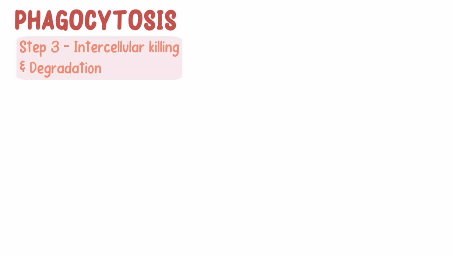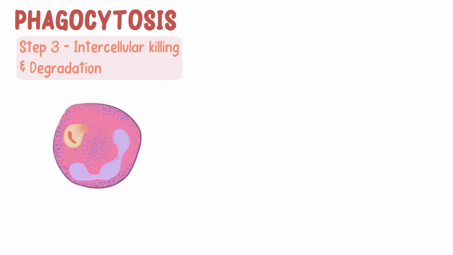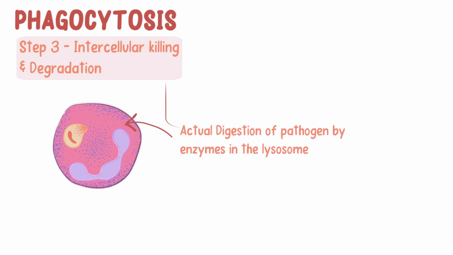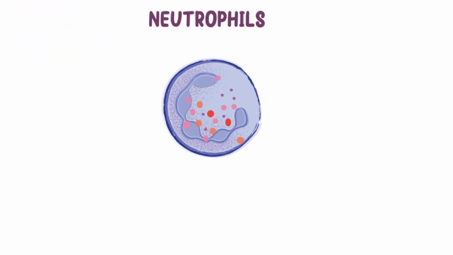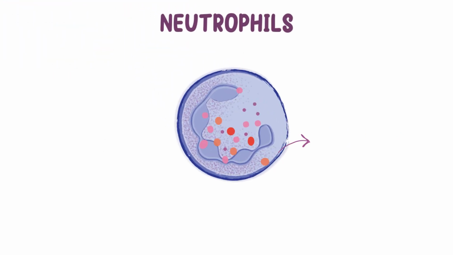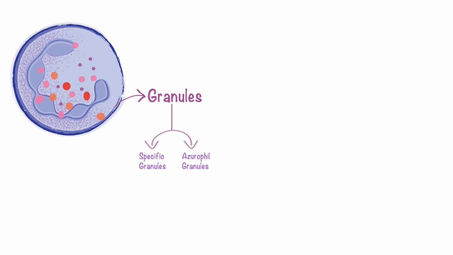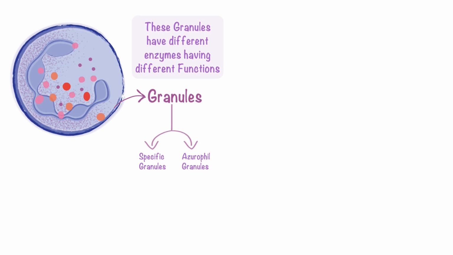And the third step is intracellular killing and degradation. Inside the phagolysosome, the phagocyte unleashes a barrage of toxic substances to kill and break down the engulfed pathogen. You can imagine them as the weapons and bullets of the soldiers. In neutrophils, these enzymes and chemicals are stored inside special structures known as granules, which are of two types: specific or secondary granules and azurophilic or primary granules. Each type of granule contains a distinct set of enzymes and proteins that serve different functions in the immune system.